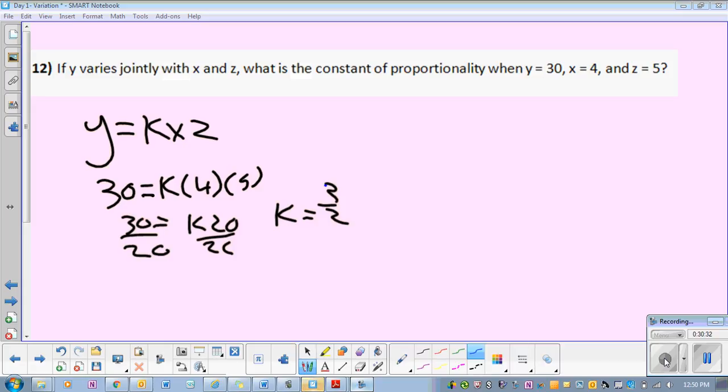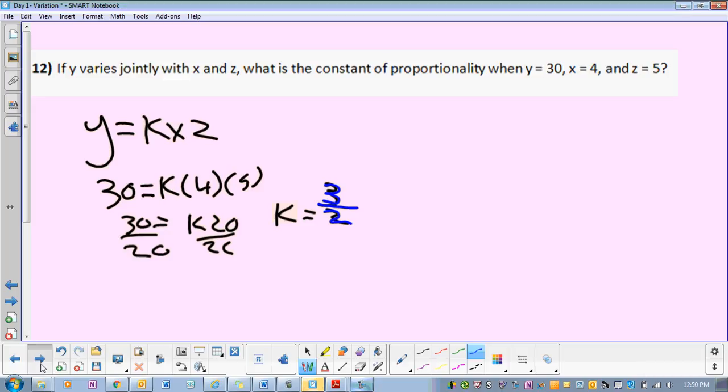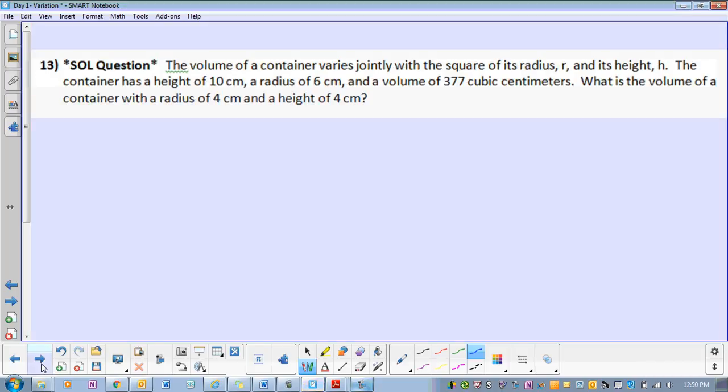So K equals 3/2. Thank you, Jose. Don't leave it as 30 over 20, right? You need to simplify your fractions, always. Did everyone get this? Do you have any questions? Okay. So this was an SOL question.